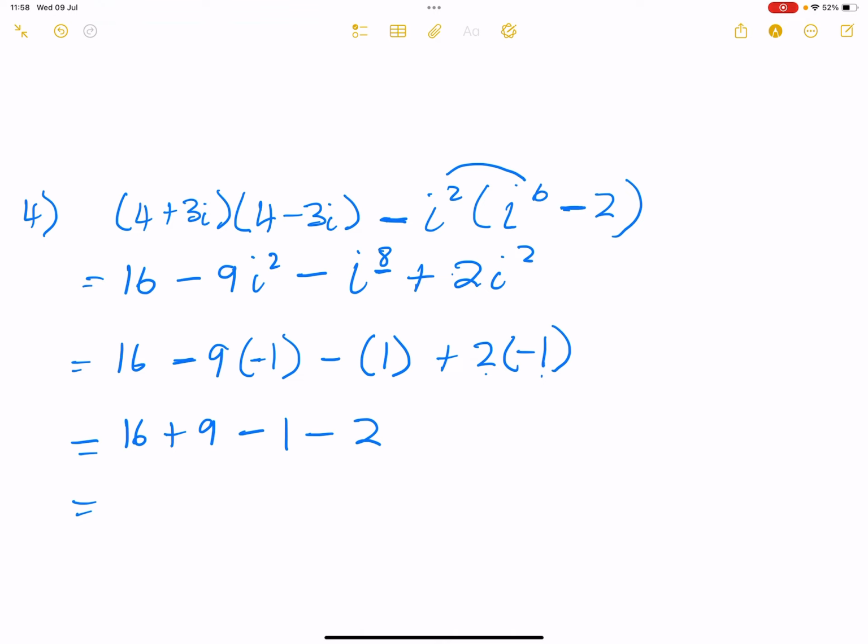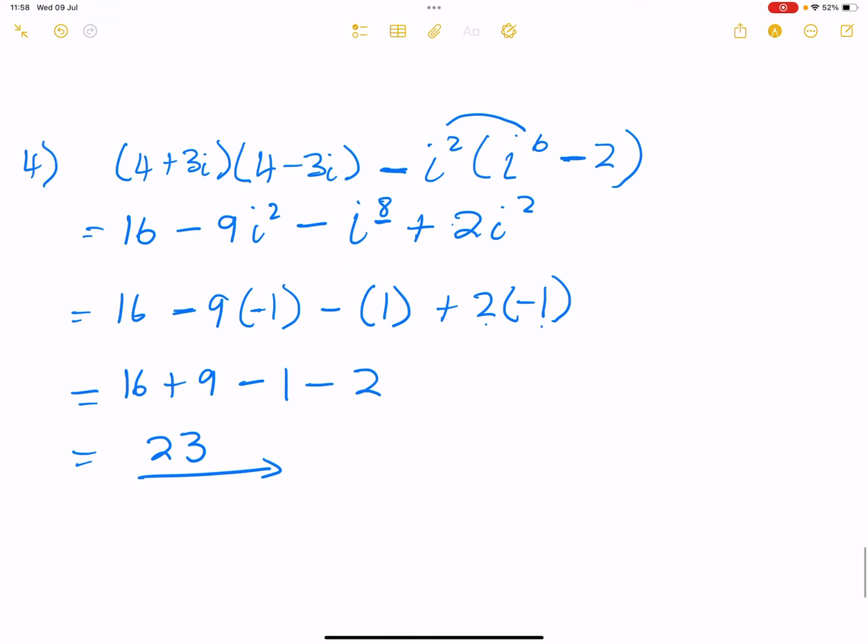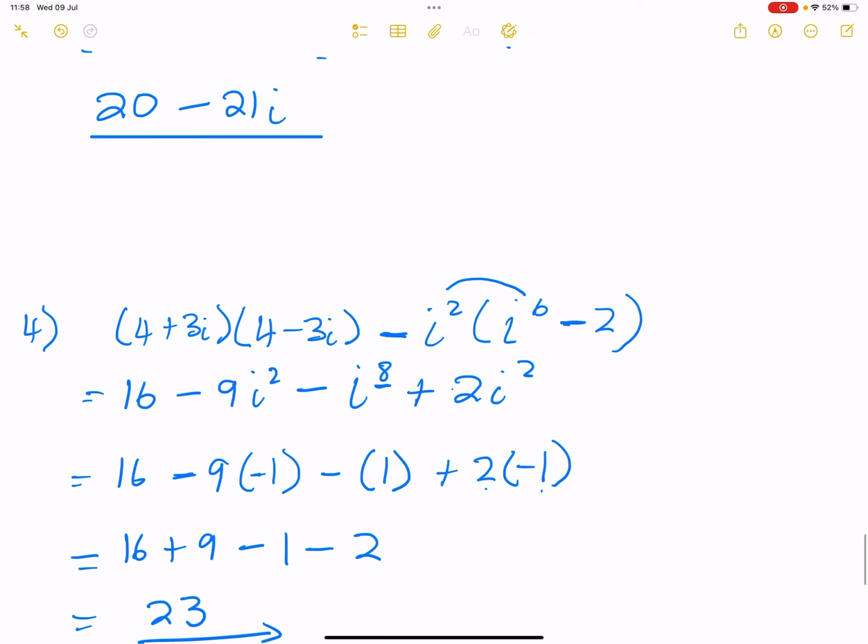And so what do we get? Let's see. All right, I've got 16 plus 9, which is 25. Okay, minus 3. That will give us 23. And so, ladies and gents, that is where I will keep it.